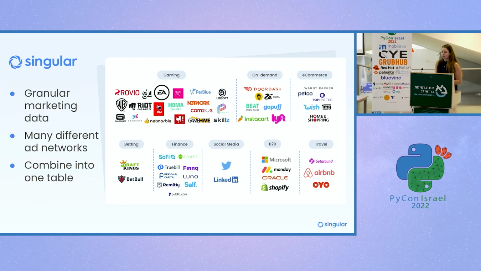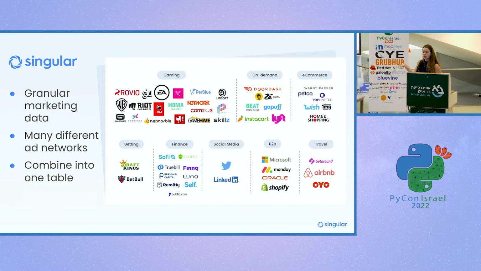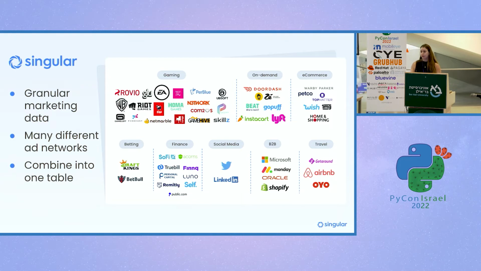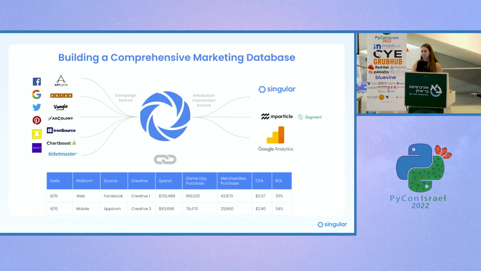So what do we do at Singular? Our clients are companies who need to pull their marketing data from various different sources. They're very granular and complex data, and combine it into one table. And at Singular, we do just that. We pull ad campaign insights from over 1,000 data sources, process it through a complex pipeline, and then provide our clients with full return on investment insights, ROI, on their marketing efforts.